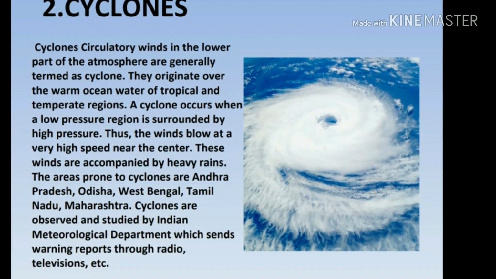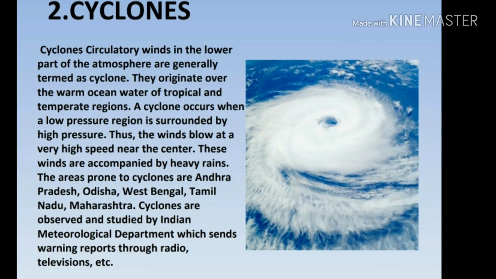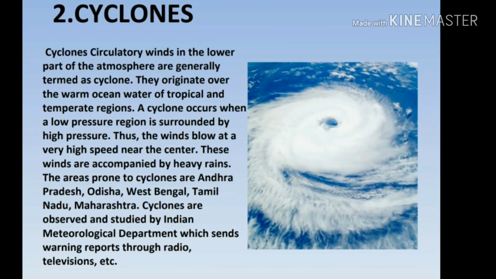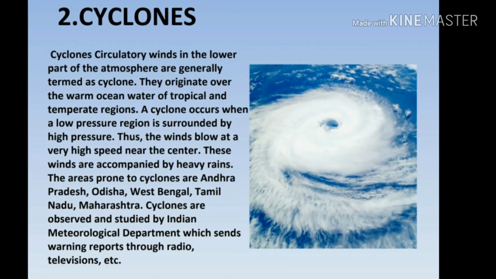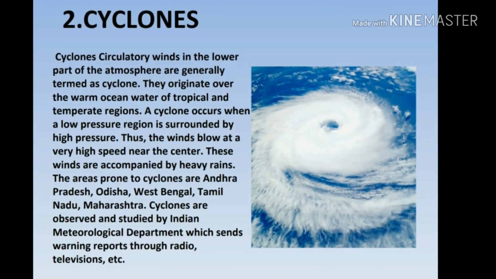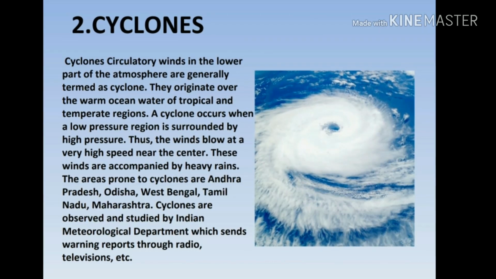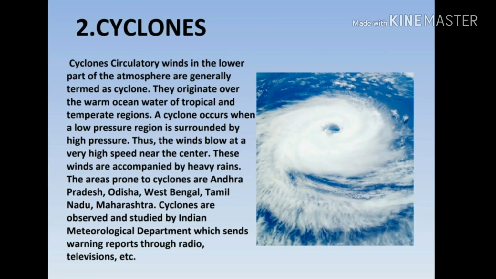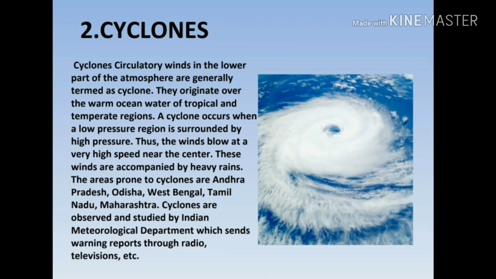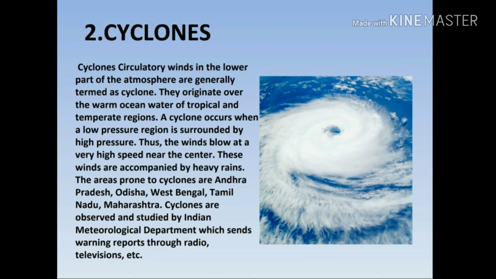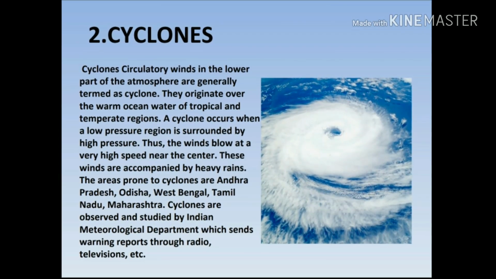These winds are accompanied by heavy rains. The areas prone to cyclones are Andhra Pradesh, Odisha, West Bengal, Tamil Nadu, Maharashtra. Cyclones are observed and studied by the Indian Meteorological Department, which sends warning reports to radios, televisions, etc.